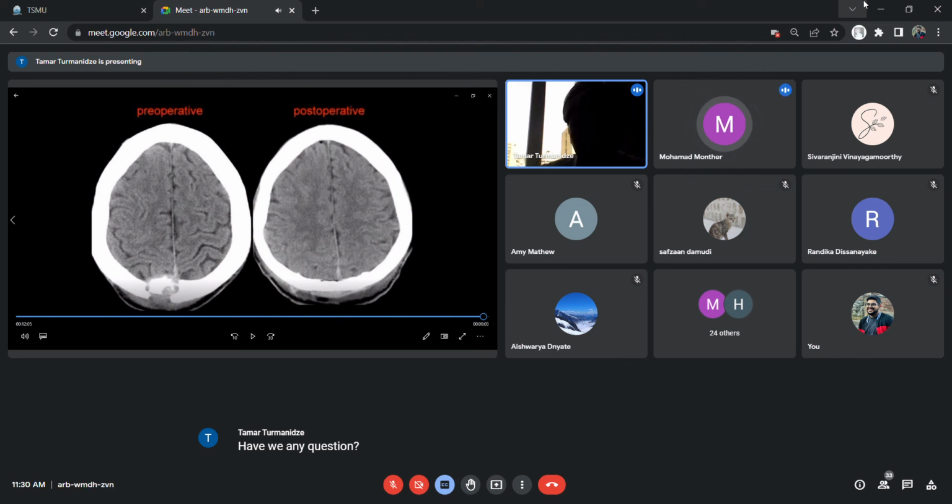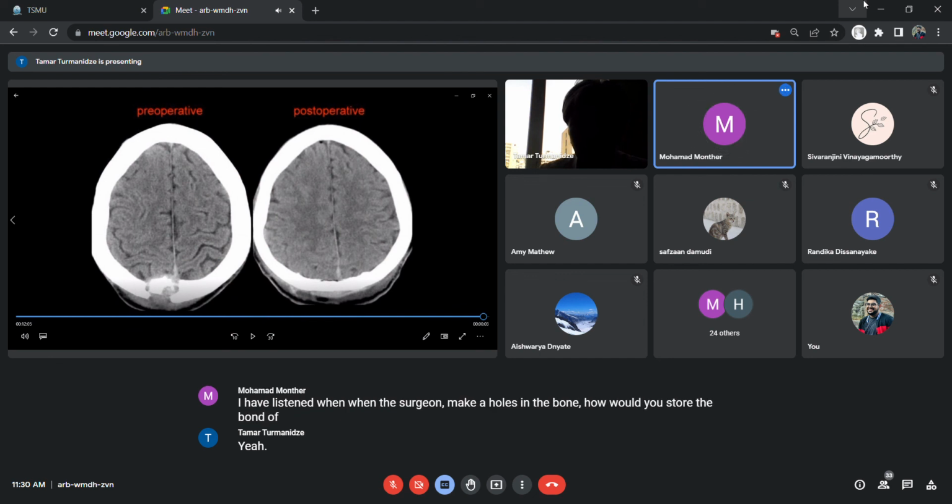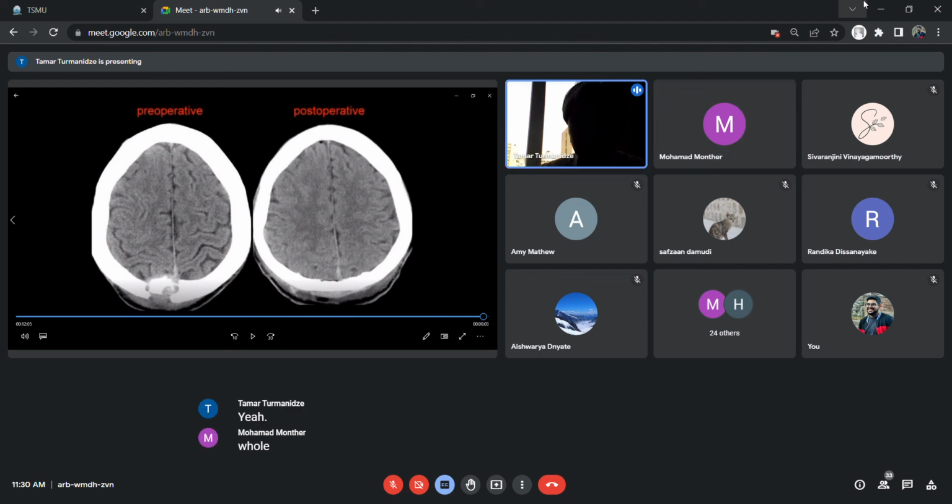I have a question. When the surgeon makes holes in the bone, how do we restore the bone at these holes? Bone powder is used for filling this area. Okay. Bone powder was not shown in this procedure.